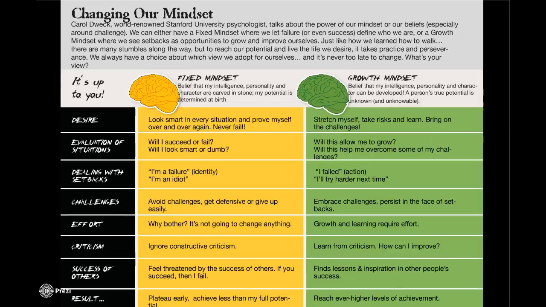And this is, of course, something that many people have seen. But the areas that we're talking about down that left-hand side, about the desire, about the evaluation of situations, about being smart or dumb, about succeeding, thinking about growth and challenge instead, dealing with setbacks, challenges, effort that's required. Well, why bother? I can't do it anyway. But it's no. With effort comes reward. And part of the reward is the effort that goes in. Criticism, the success of others, and then the result.